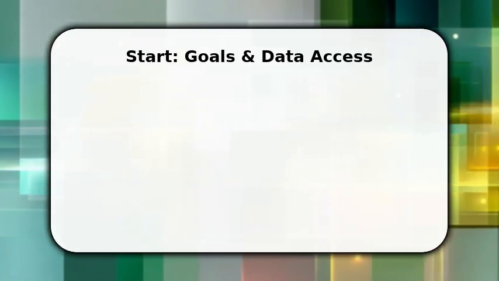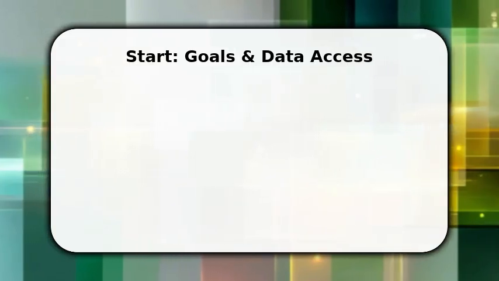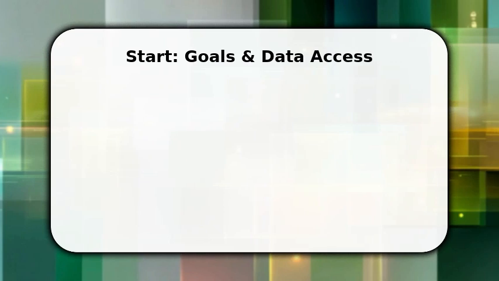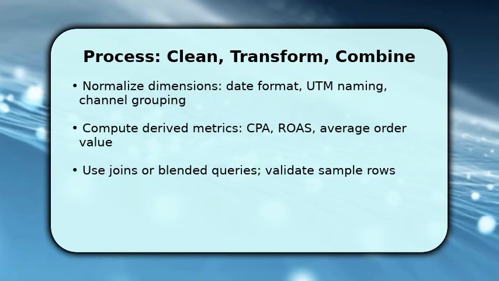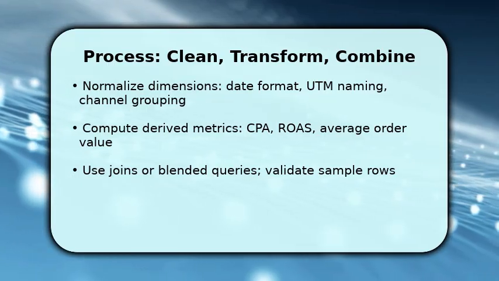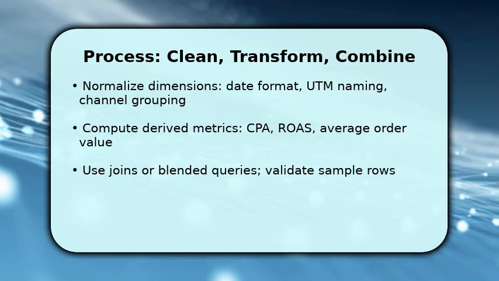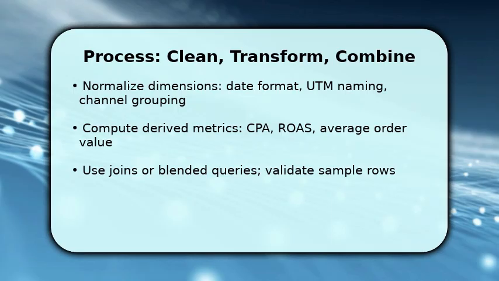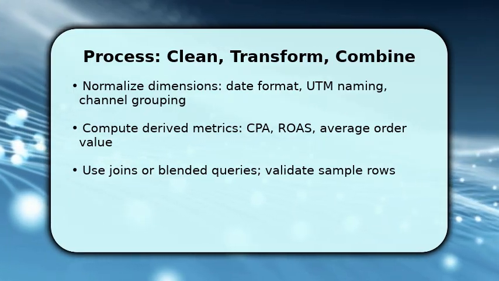Make sure to document date ranges and filters now, because consistent definitions are why stakeholders trust the numbers and why your comparisons are valid. Once raw data is available, you clean and normalize fields, unify date formats, standardize UTM naming, and apply a consistent channel grouping so all sources align. Then compute derived metrics like CPA and ROAS so the report shows performance, not just clicks.